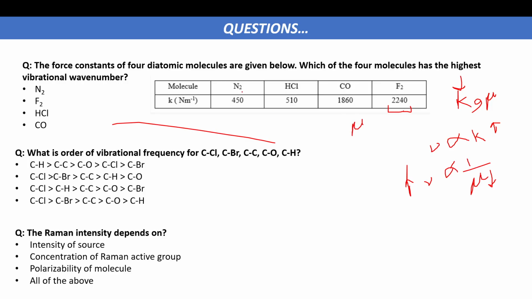Calculate the reduced mass in case of N2, HCl, CO and F2. Because see, N2 and F2 are homoatomic molecules, but HCl and CO are heteroatomic. So you have to take the other factor also into account. So both the factors, reduced mass and the force constant, have to be taken into account. So what will be the reduced mass for HCl? Or N2 or CO and F2?